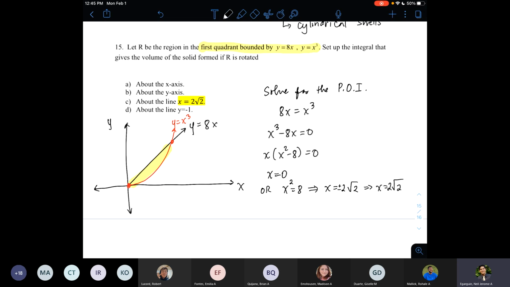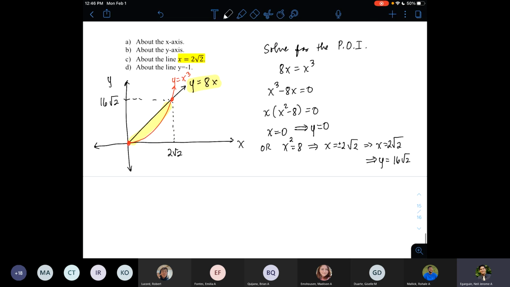Now, if x is 0, then the corresponding y value is 0. If x is 2 root 2, then y would be 16 root 2, right? How do I get 16 root 2? I know that y is equal to 8x, so I can just plug in x equals 2 root 2 to get its y value. So here this is 2 root 2, and here this is 16 root 2. Good? So at least now we have a basic understanding of how the shaded region looks.